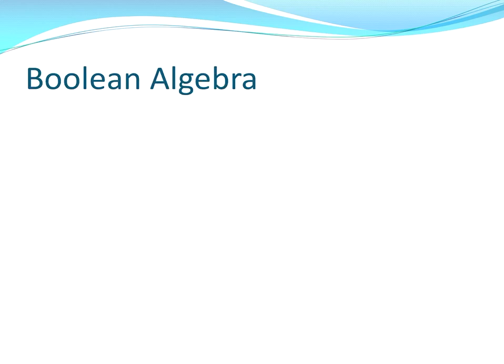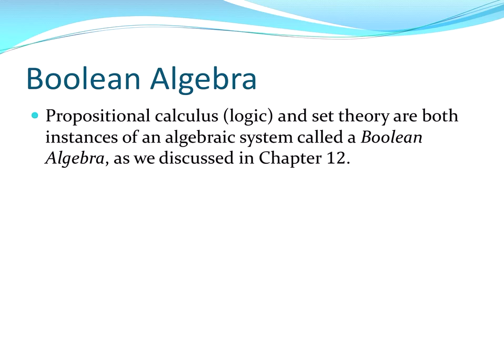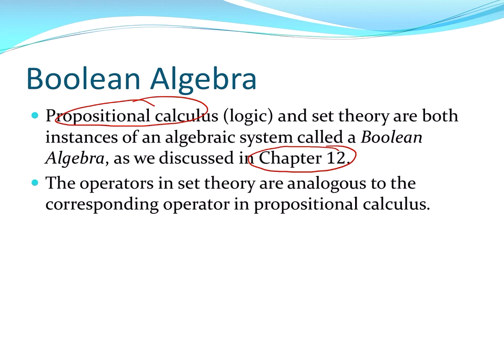Quick aside: we've already discussed Boolean algebras twice if you're taking the class this video is designed for, once with propositional logic, and then another type of Boolean algebra using zeros and ones and Boolean sum and Boolean product in chapter 12. Well, set operations fall into a third example of Boolean algebras. And we're going to see that the operators in set theory are analogous to operators in propositional calculus from chapter 1.